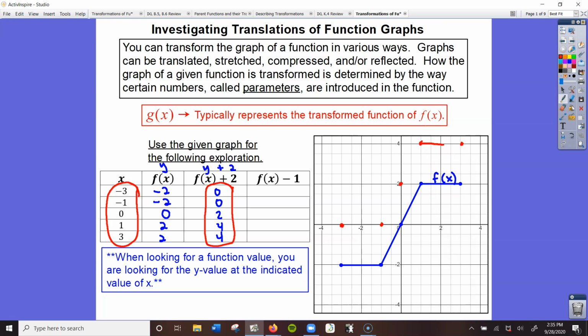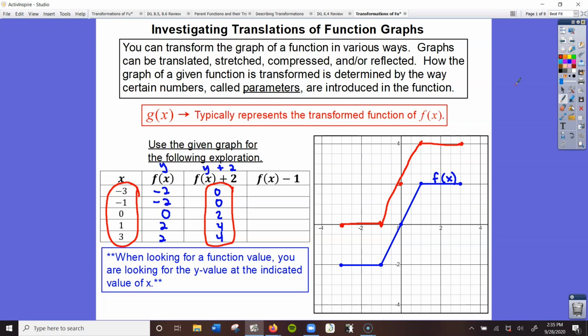And we can see that my graph did not change shape, it did not change size, but in fact, it just moved up 2. So whenever you're adding or subtracting values to your y, that means that it's going to shift up and down. So since I added 2, my graph shifted up 2.